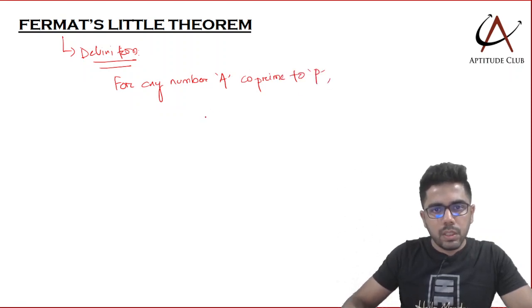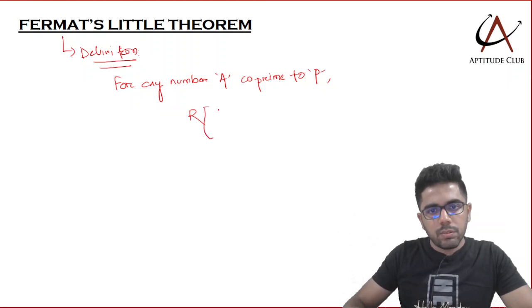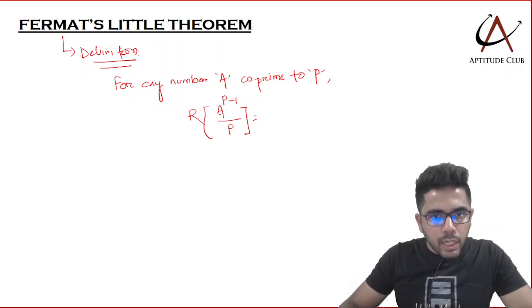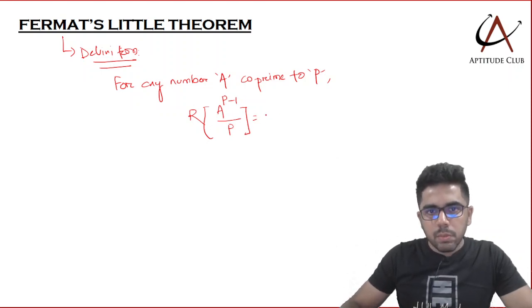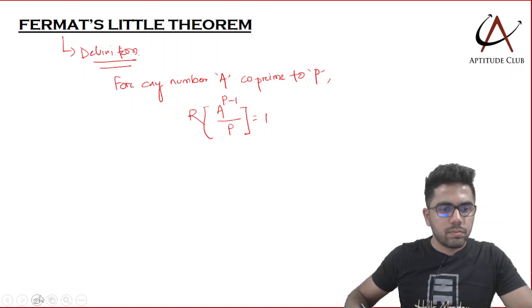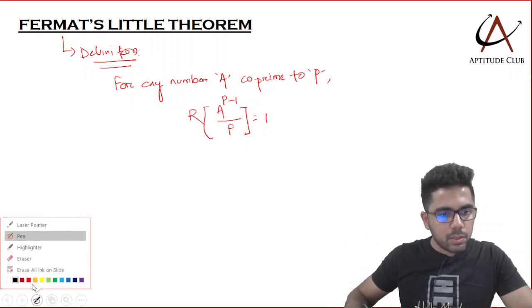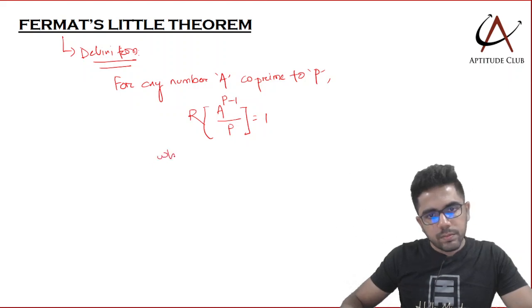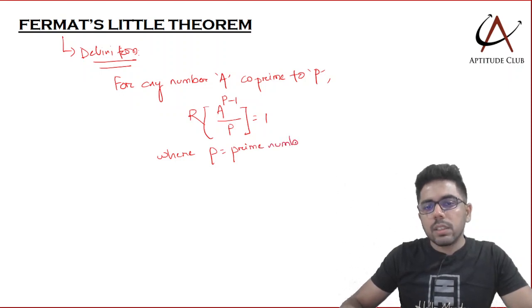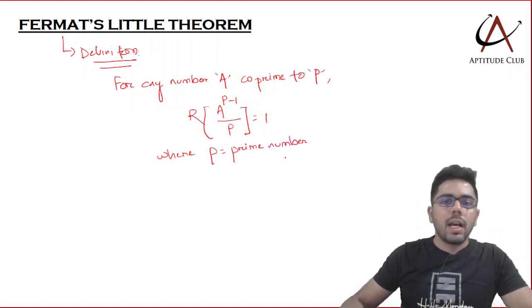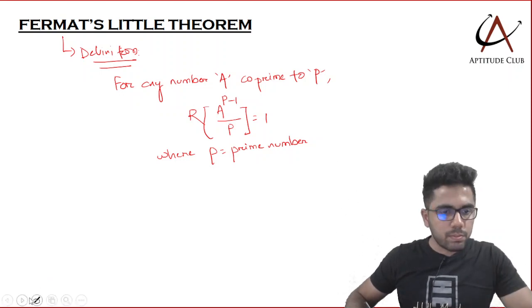co-prime to p, the remainder of a to the power p minus 1 when divided by p is 1, where p is a prime number. This is important. Where this p is a prime number, the number has to be prime. That means the divisor is prime. Wherever the divisor is prime, I can think of applying Fermat's theorem.